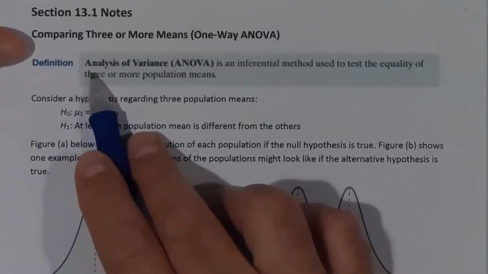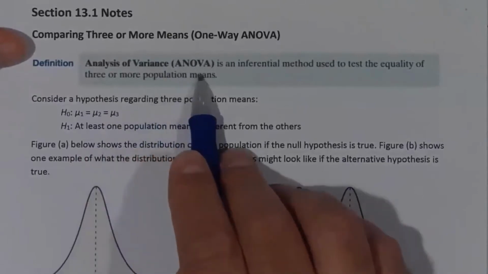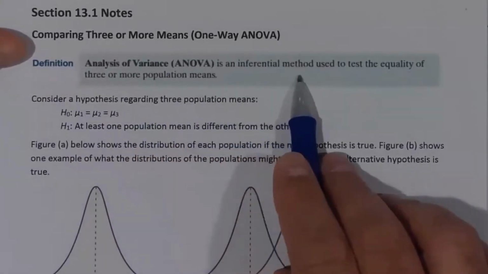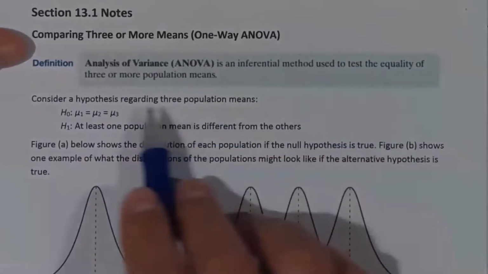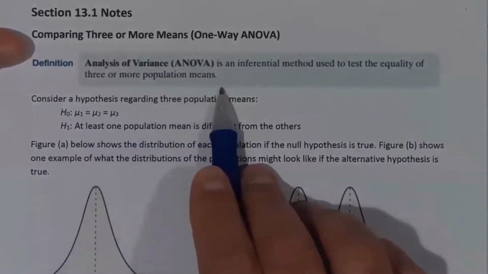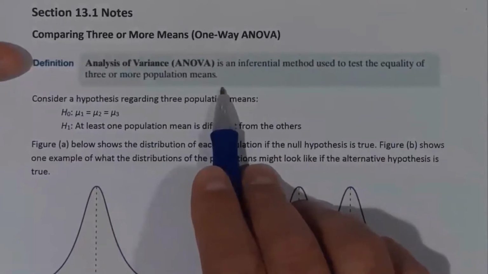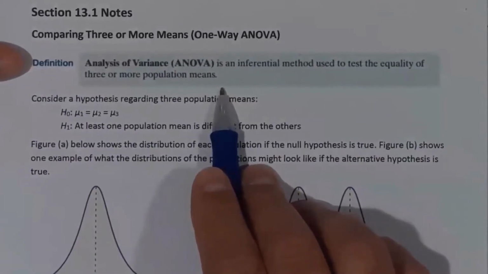So, definition: an analysis of variance, or ANOVA, is an inferential method used to test the equality of three or more population means. So again, what that means is we're going to be checking to see, are these three or four or five or six or however many different population means equal to each other or not?